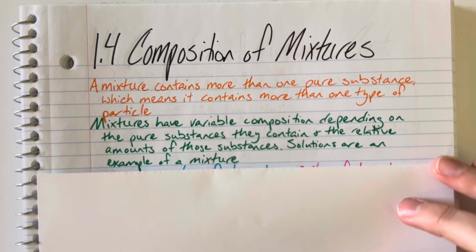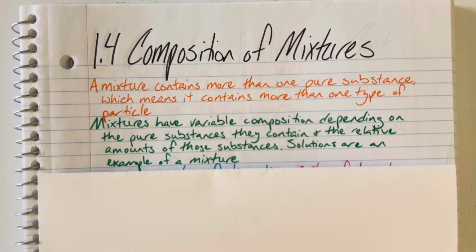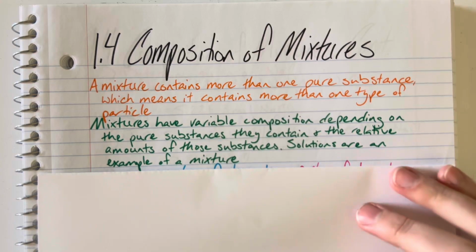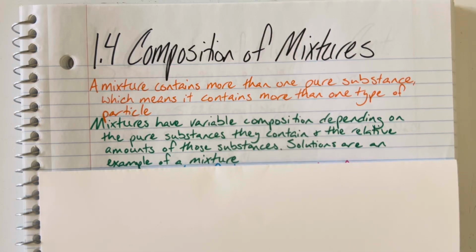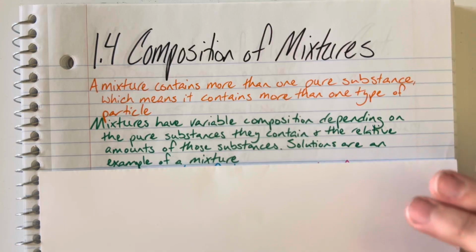Mixtures can have variable compositions. Unlike with a pure substance where we have set percentages, mixtures do not have set percentages. They are going to vary depending on the sample of that mixture that you take. A solution is an example of a type of mixture, but other types of mixtures could be like a salad, sand, stuff like that.